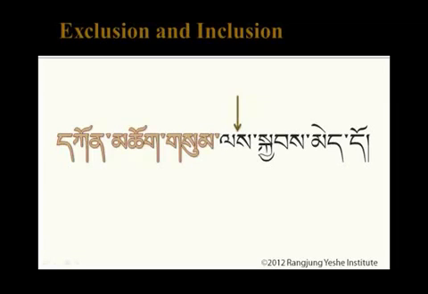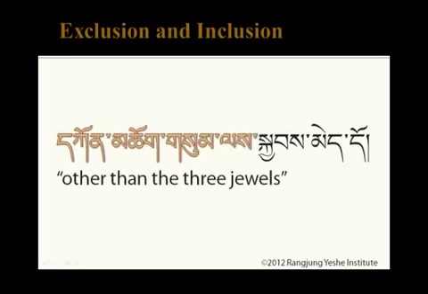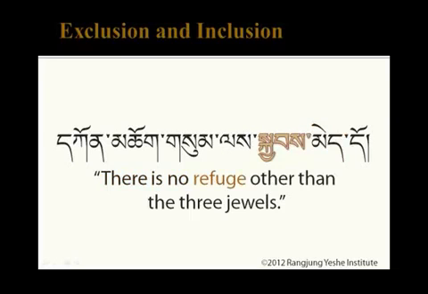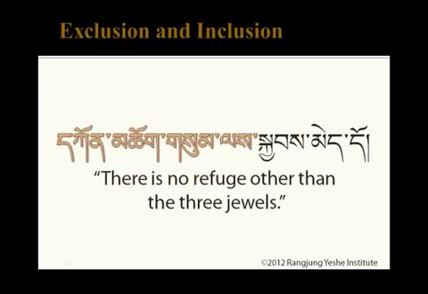Here, kuncho sum, the 3 jewels, is marked by le. So we could translate this as other than the 3 jewels. The verb is me. And kyap means refuge. So we can say there is no refuge other than the 3 jewels.